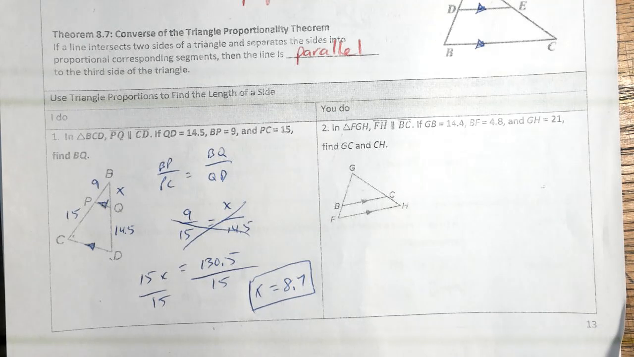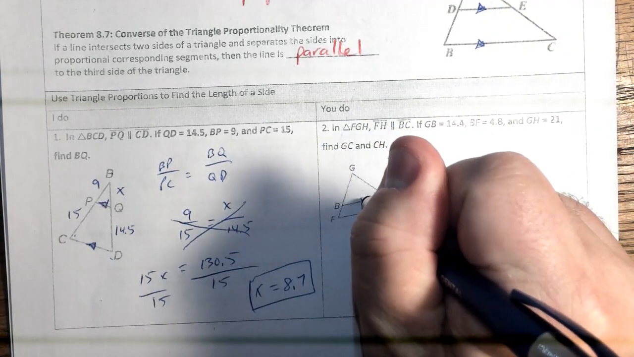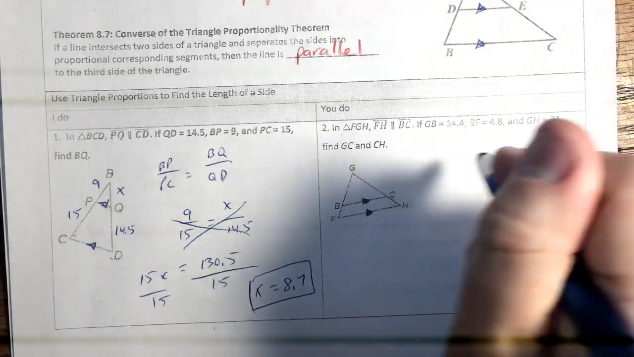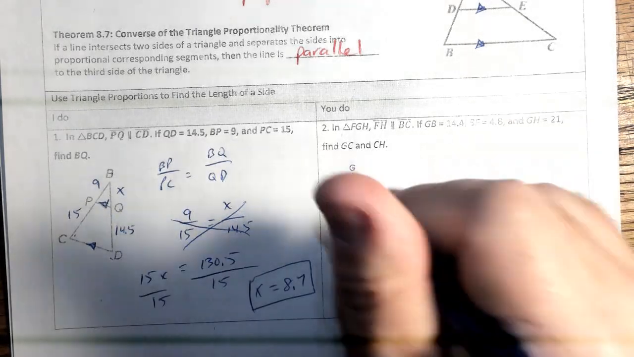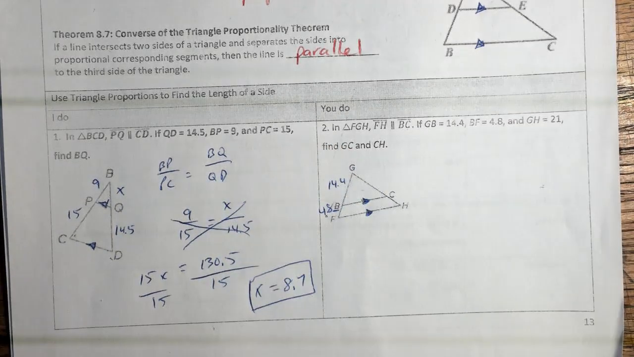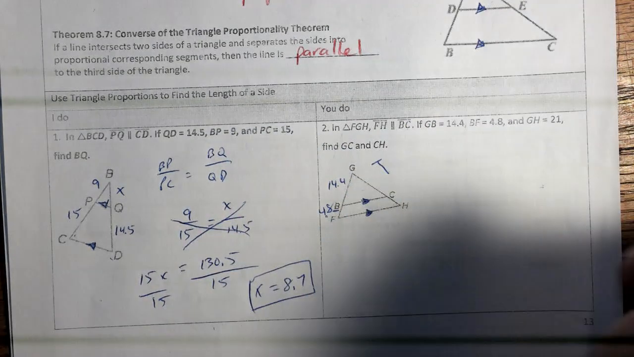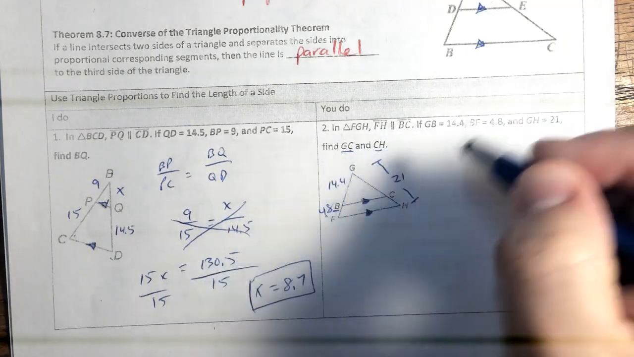That is really cool. Anyway, all right, so in this triangle, FH is parallel to BC. If GB is 14.4, BF, down here, is 4.8, and GH, the whole thing, is 21. Find GC and CH.